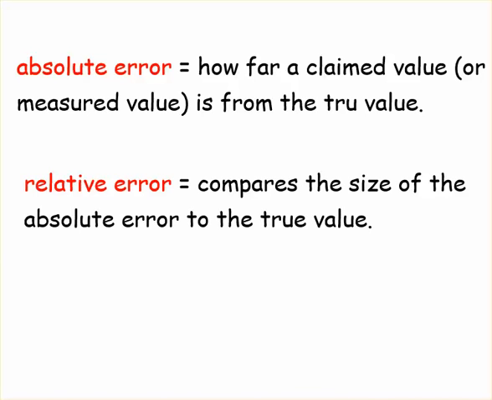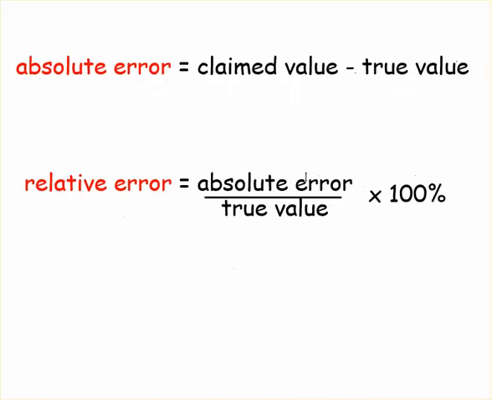Now, a relative error compares the size of the error. How big is this error as a percent? We have formulas for calculating that. For the absolute error, it's just subtracting: the claim value minus the true value gives you the absolute error. Then we can take the absolute value, divide it by the true value, and get a percent. And so then we can talk about how far out of whack this measurement is.